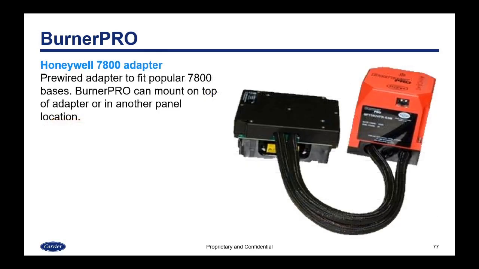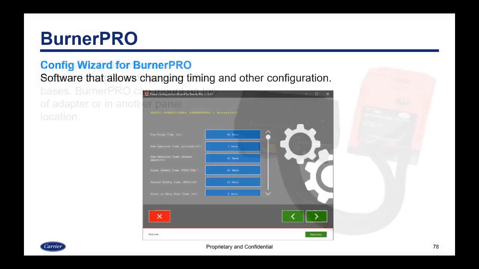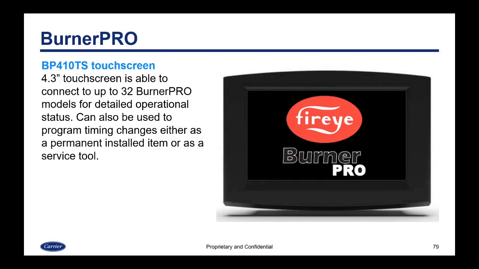The Burner Pro has a Honeywell 7800 adapter available pre-wired to fit popular 7800 bases, and the Burner Pro can either mount directly on top of the adapter or in another location beside it using the pre-wired cables that are attached to it. The Config Wizard for Burner Pro is software that allows changing your timings or other configurations of your Burner Pro. The BP410TS touchscreen is a 4.3-inch touchscreen that is able to connect to up to 32 Burner Pro models for detailed operating status, and can also be used to program timings either as a permanently installed item or as a service tool. So you can get one of these just to use to change timings and then take it with you as well.